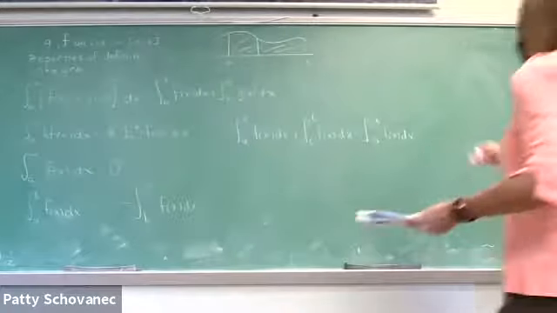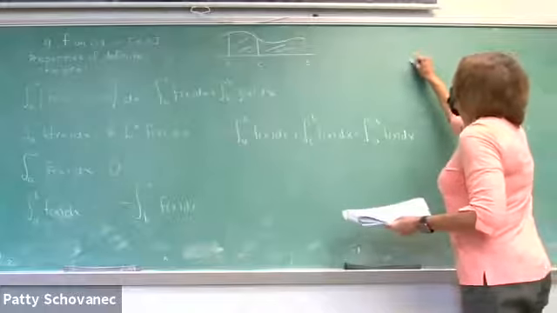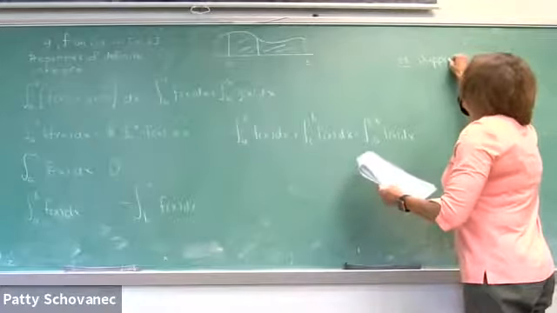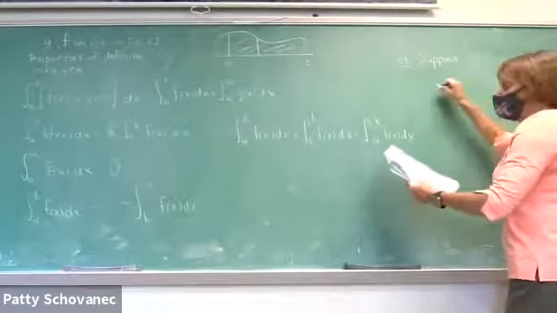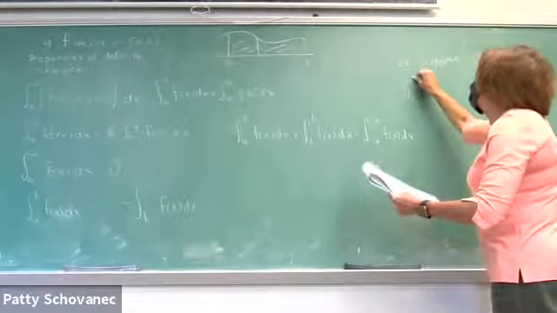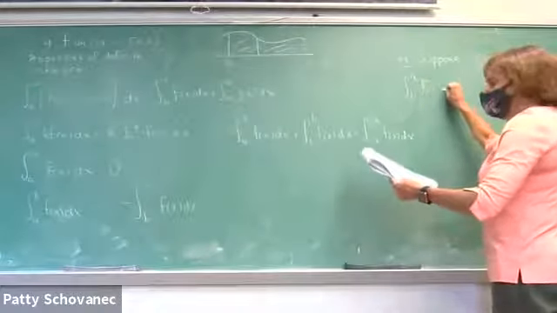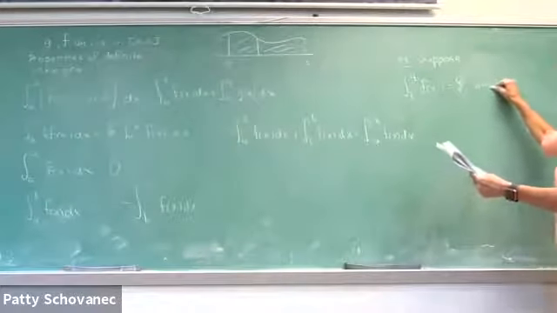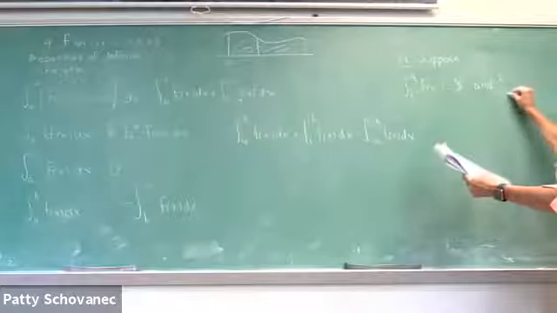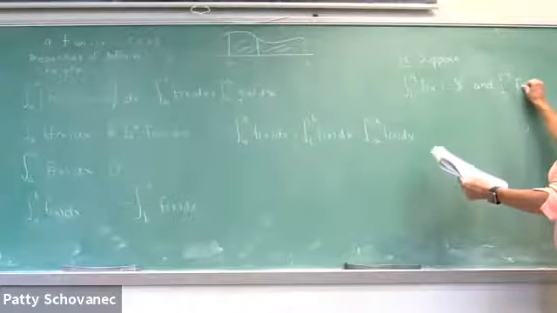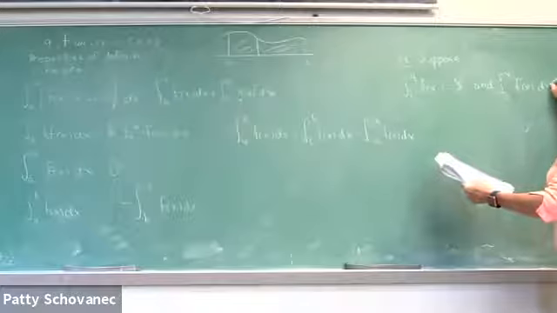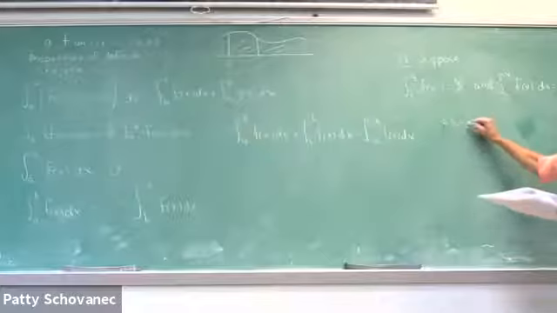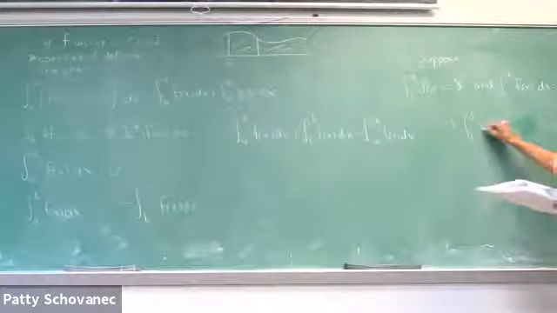Okay. Here's something that uses those. Suppose you have some mystery function, and when I integrate that mystery function from 1 to 4, I get 8. And when I integrate that same function from 3 to 4, I get 2. And what do you think happens from 1 to 3?